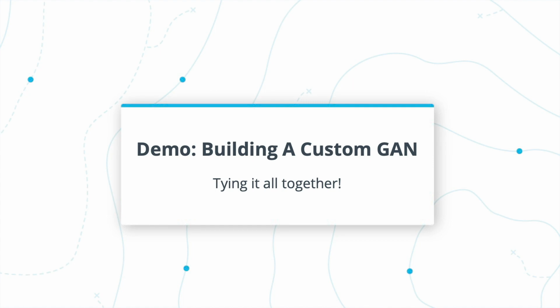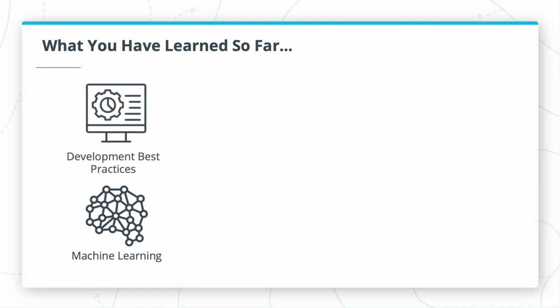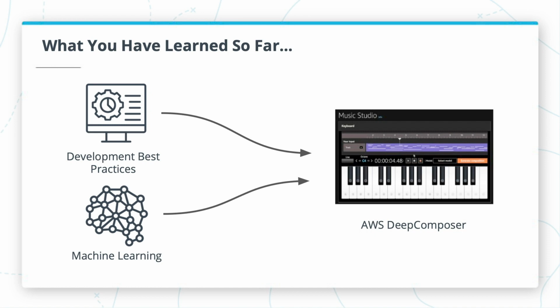The goal of this demo is to tie together all the concepts you've learned thus far in this course pertaining to software development practices as well as machine learning. As part of this course, you've learned about various aspects of machine learning and their applications, as well as good software development practices. Today, we're going to be walking through an end-to-end machine learning use case using AWS DeepComposer as an example.